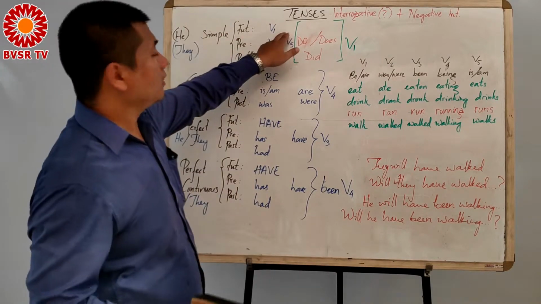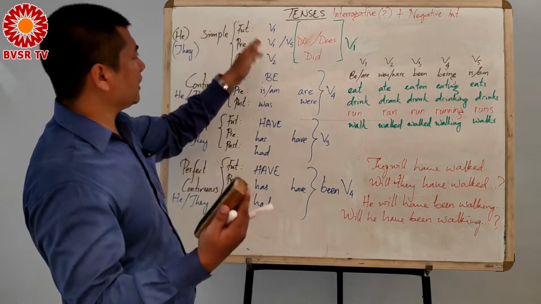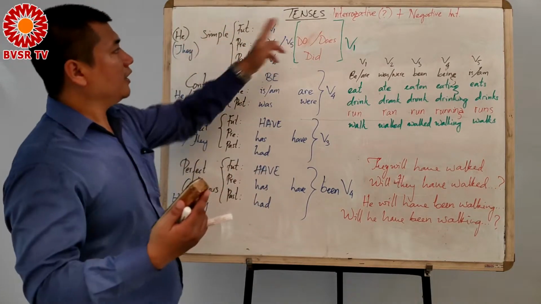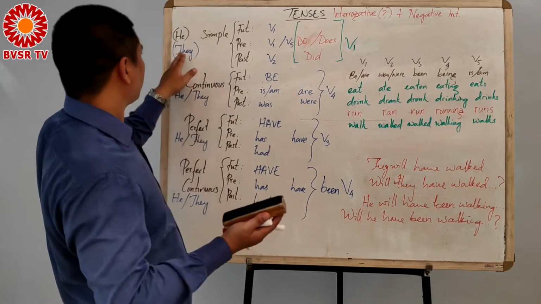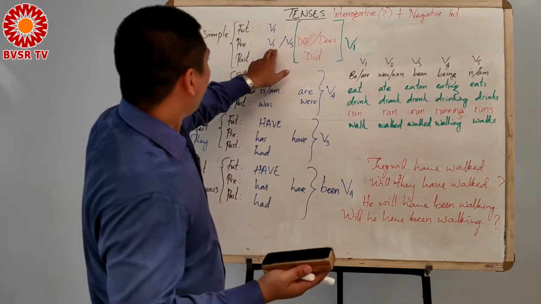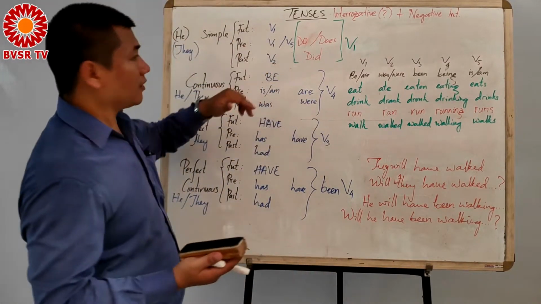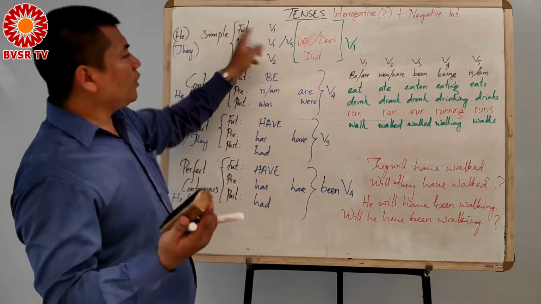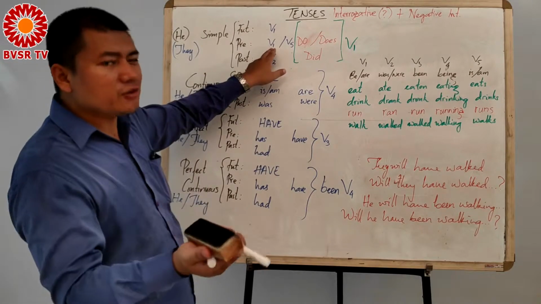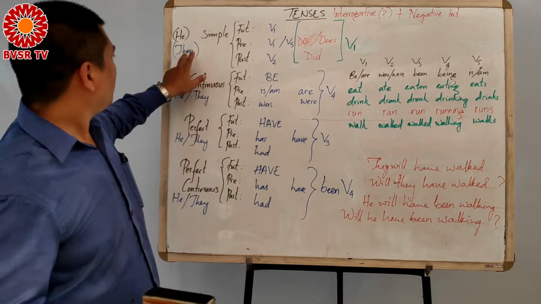They will walk. Positive. They will not walk. Negative. Will they walk? Interrogative. Will they not walk? Negative interrogative. They walk. They do not walk. Interrogative, do they walk? Negative interrogative, do they not walk?